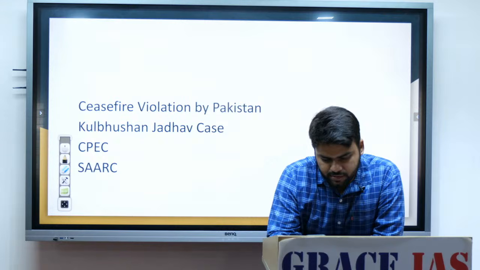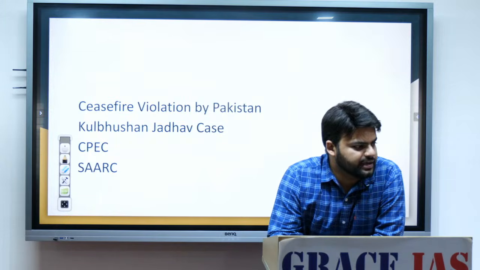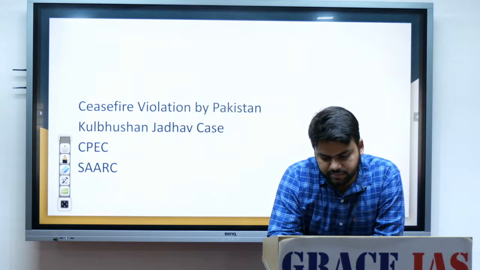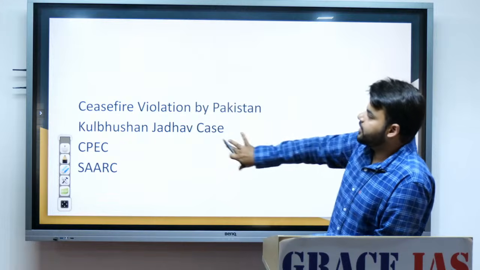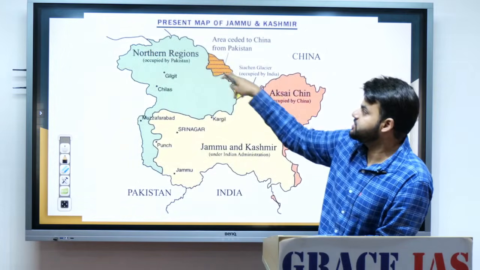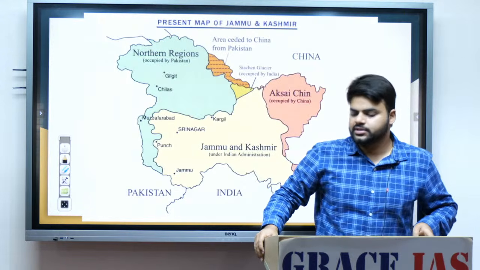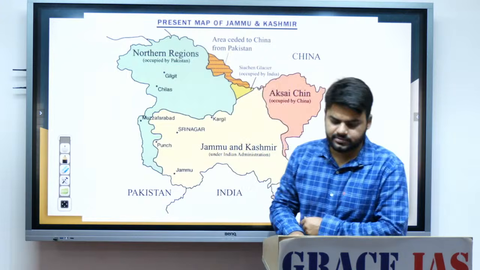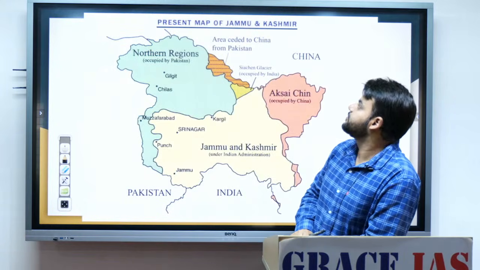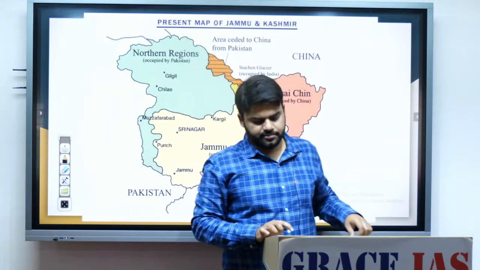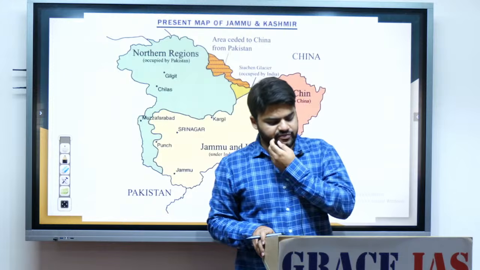Next, please write down CPEC. In bracket write down China Pakistan Economic Corridor. It passes from here. This is India's problem. Please write down: CPEC passes through Gilgit-Baltistan, passes through Gilgit, Pakistan, in POK, which is a part of India.